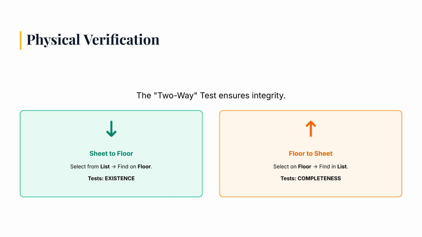Ghost asset. Test 2. Floor to sheet. Testing completeness. The logic. I am standing in the factory. I see a shiny new machine. I want to make sure they didn't forget to record it. The procedure. I pick the machine on the floor, write down its tag number, and go back to the office to check the sheet. If it's not on the list, the assets are understated.